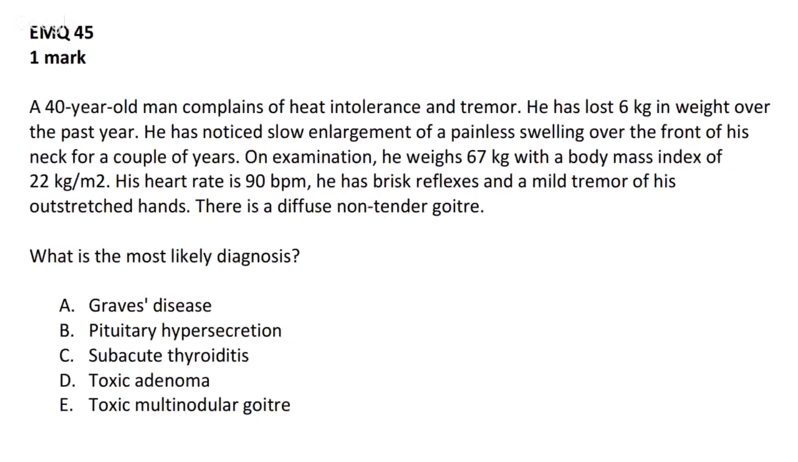Okay, all right. So 46 kilograms in weight loss, slow enlargement of a painless swelling over his neck, 67, 22, heart rate is a little bit high, brisk reflexes, mild tremor, there's a diffuse non-tender goiter. Graves. Okay. But what could it also be? That's on the list, yes. Toxic, yes. So it could also be that one. Why do I say that? A lot of people will see a toxic multinodular goiter and they'll think that you'll have multiple nodules. However, the most common way that a toxic multinodular goiter presents is as a single, very large nodule that is prevalent. So it could also present as a large swelling, but Graves' disease is still the better answer in this situation.